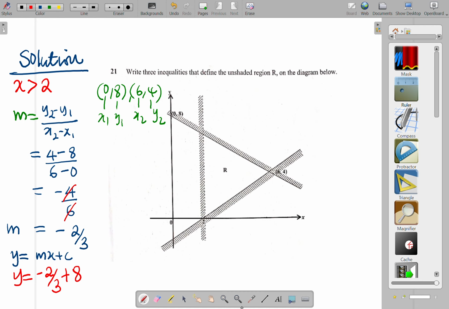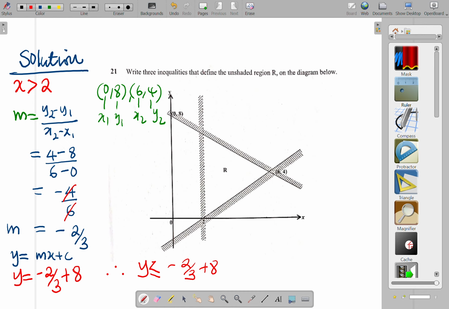Now take note, the clear region in this line is lying on the lesser side of y, the lesser side of y. So I'll simply say, therefore, y is less or equal to negative 2 over 3 plus 8. This is my next inequality. Okay, so you can rewind the video.